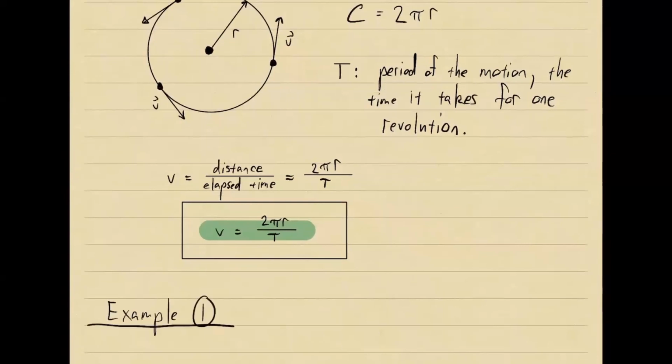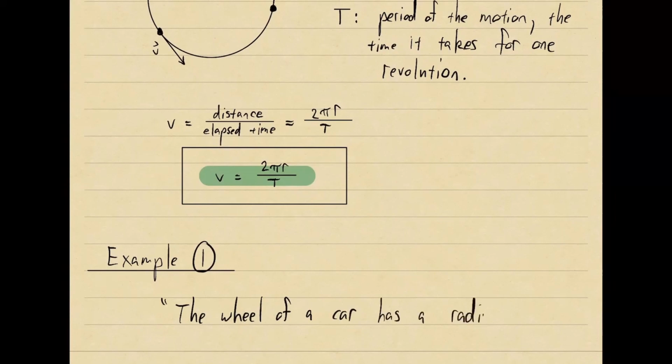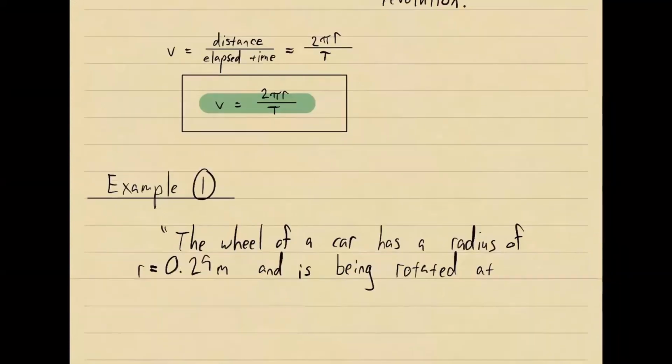Example 1. Let me scroll down a little. Example 1 says that the wheel of a car has a radius of 0.29 meters, or 29 centimeters, but we're going to keep it in meters, and is being rotated at 830 revolutions per minute.